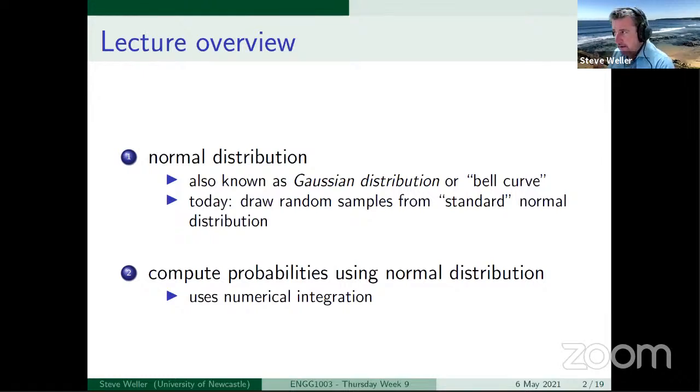One of our two goals is to be able to draw random samples from a so-called standard normal distribution. I'll say exactly what that standard normal distribution qualifier means in a slide or two. So the first thing is we're going to be able to draw numbers from that distribution using Python. And the second thing we're going to be able to do after today's lecture is compute probabilities using these normal distributions. And we're going to use numerical integration to do that.